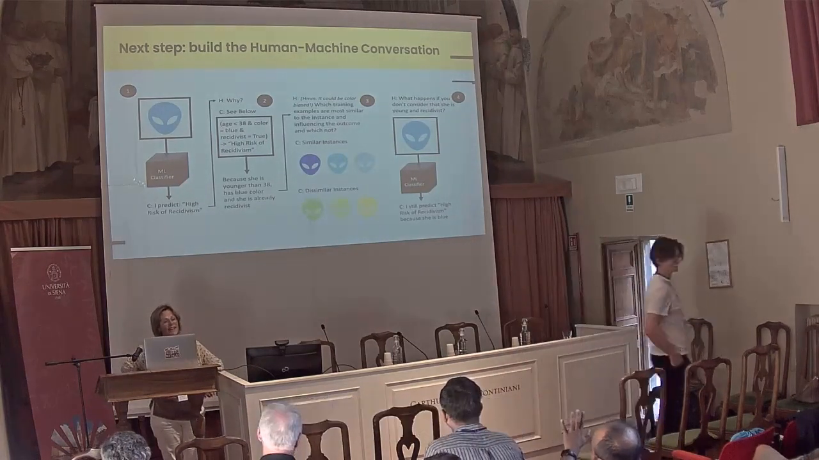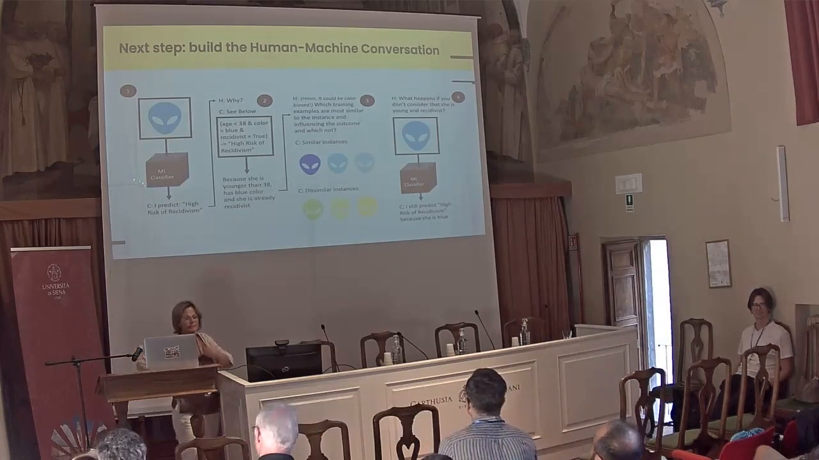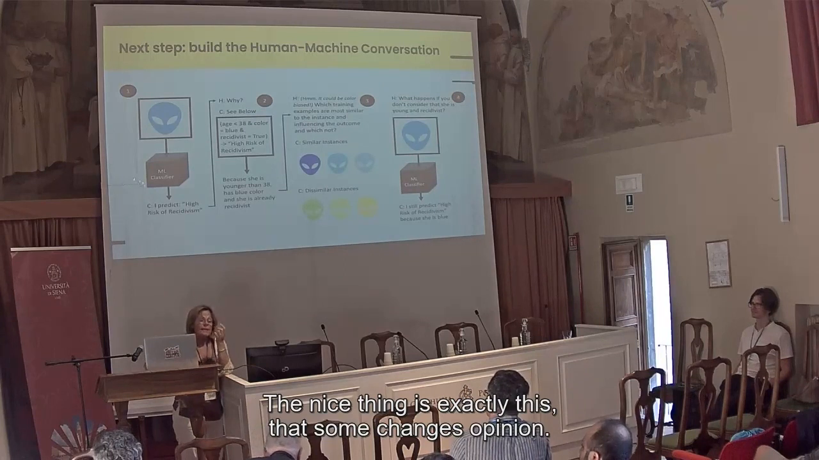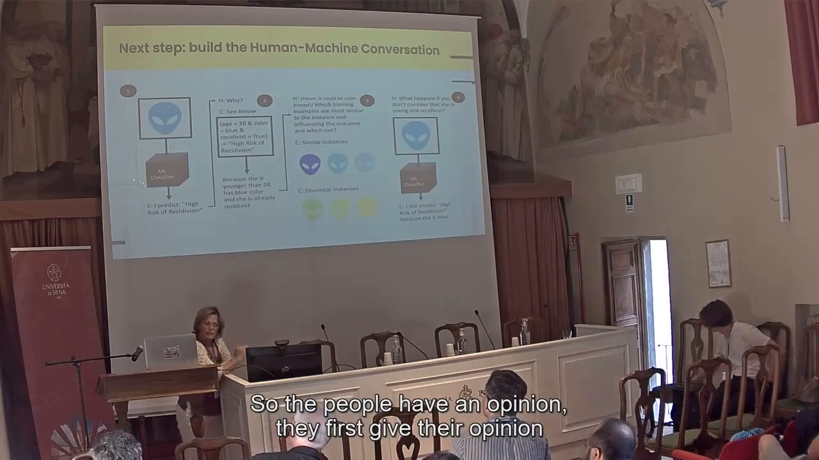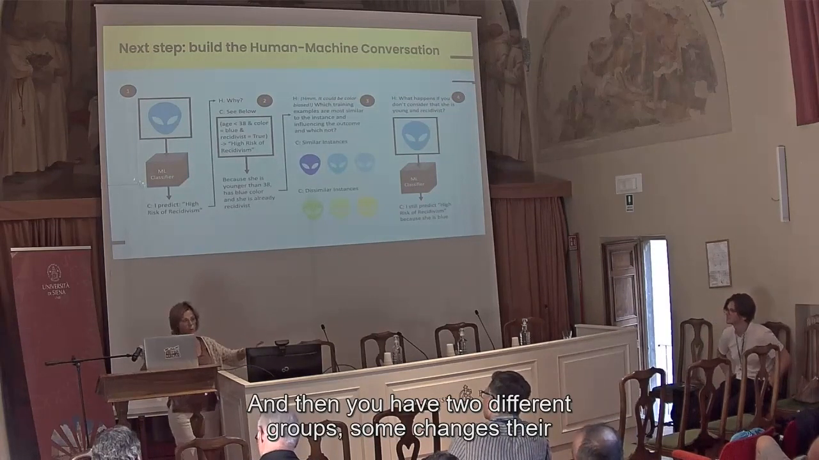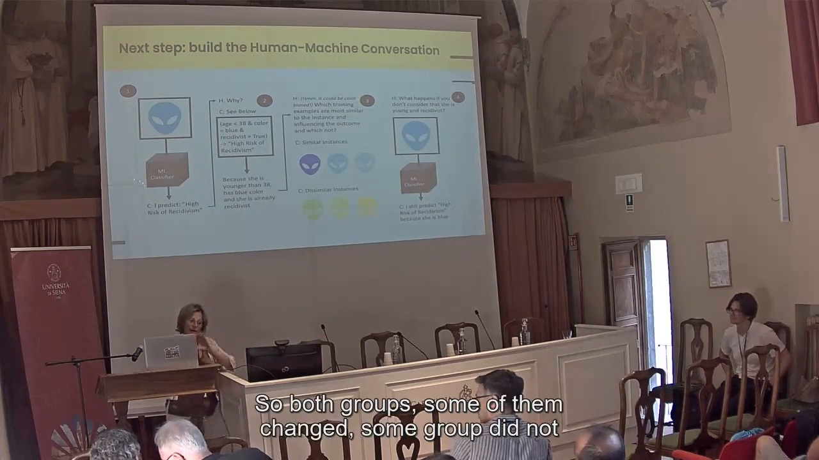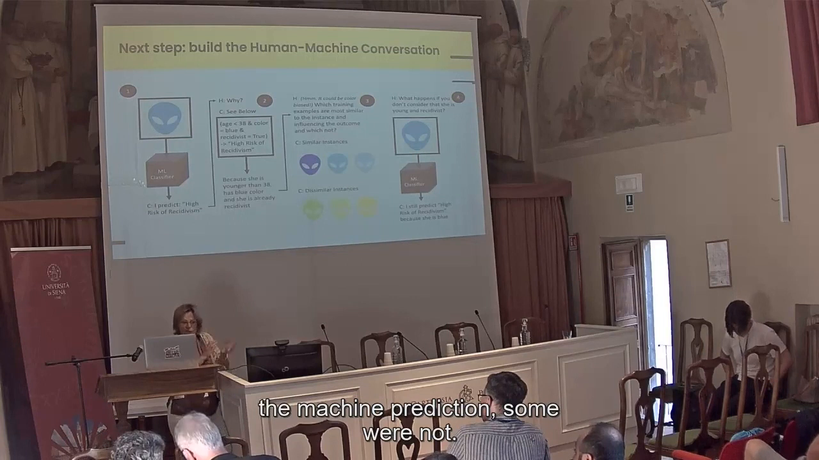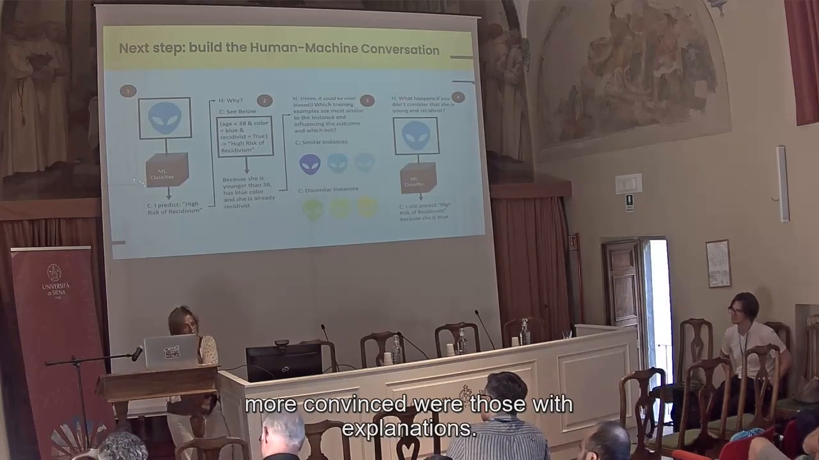I'm just continuing the same chain of thought. You had these human experiments where you asked humans to evaluate a system and they trusted it or not. You had this slide over there. I was just wondering, do people trust it because the explanation is something they believe in? The nice thing is exactly this, that some change their opinion. That's the interesting part of the experiment. People first give their opinion, and then you have two different groups. In both groups, some changed and some did not change. Some were already aligned with the machine prediction, some were not. Some of those who were not aligned changed, in both situations, but those who were more convinced were those with explanations.